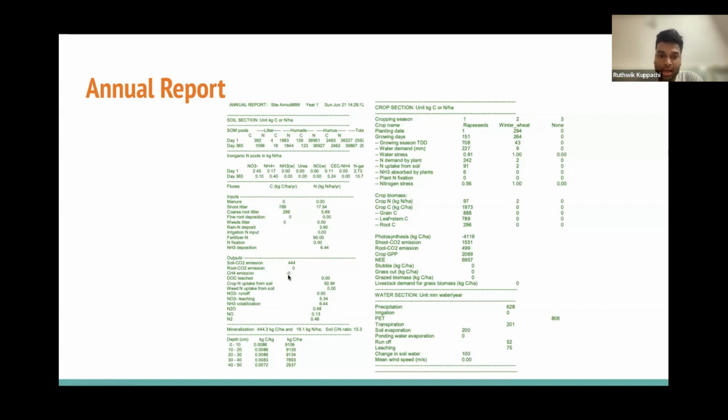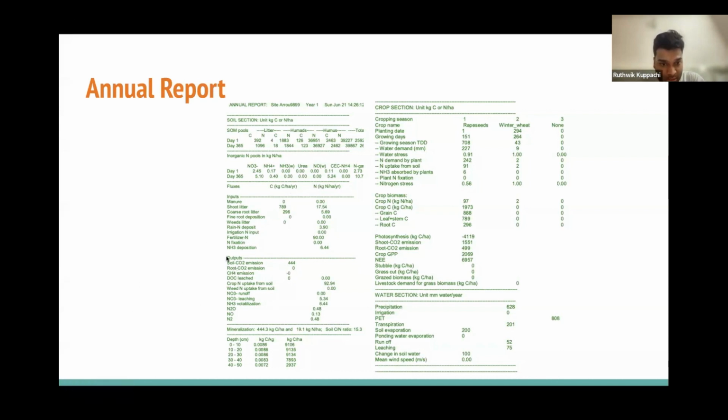And it contains the same information, information about the outputs. If you see the CH4 emissions in a site-specific analysis, in site mode, minus means it's coming out of the system. So minus is the emissions coming from the cropping system. So if soil CO2 emission is 444, that means 444 kilograms of carbon dioxide per hectare per year were released from that site.